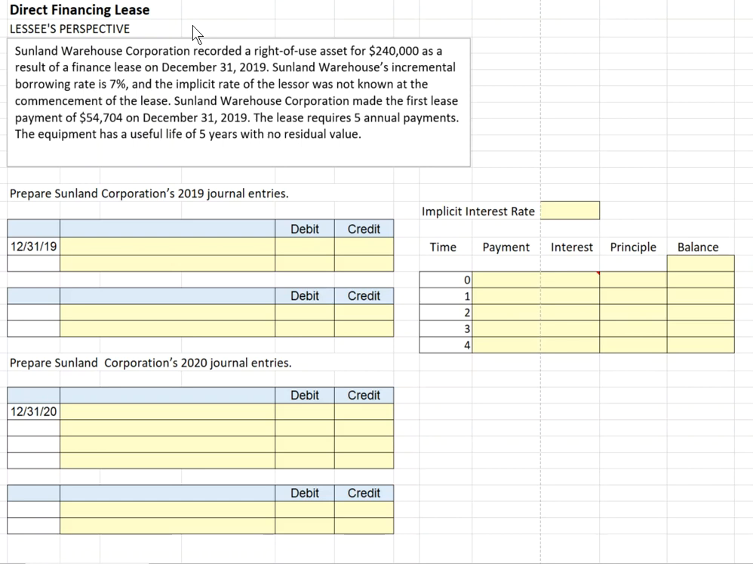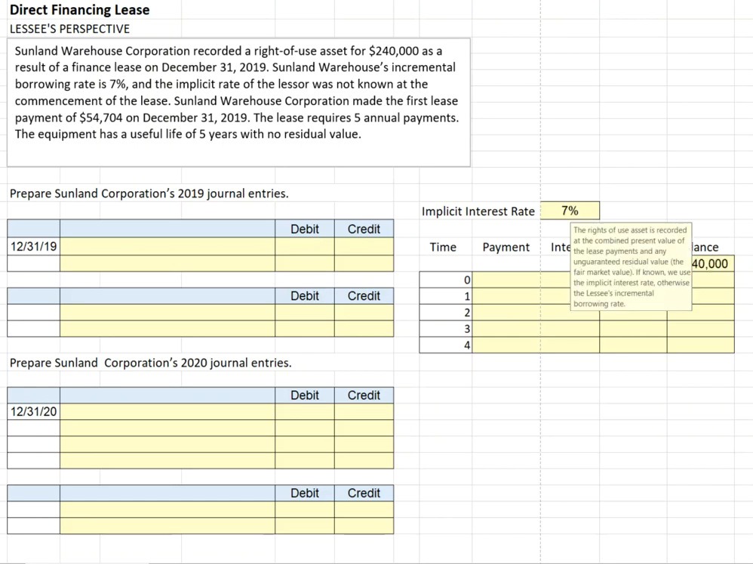The lease requires 5 annual payments. The equipment has a useful life of 5 years with no residual value. This is clearly a capital lease because the asset has a useful life of 5 years, and the lease term is for 5 years, which is greater than 75% of the useful life.